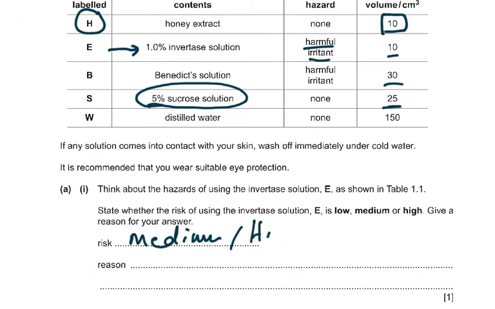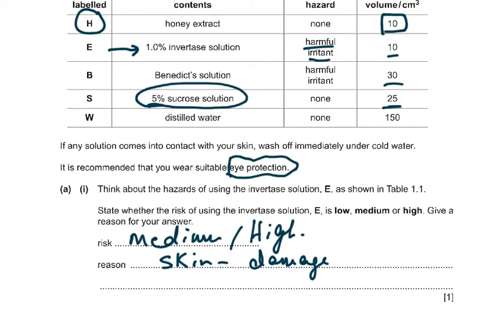You could have said high as well, because it's an enzyme. If you spill it on your face or on your skin, it could damage the skin. And if it falls on your eyes by mistake, that's why you're supposed to be using eye protection. So medium or high risk, and the reason is that if the enzyme spills on your hand, of course it could create problems.